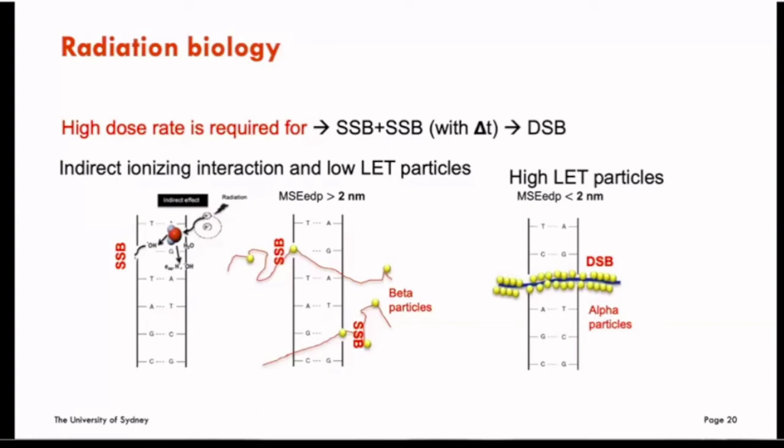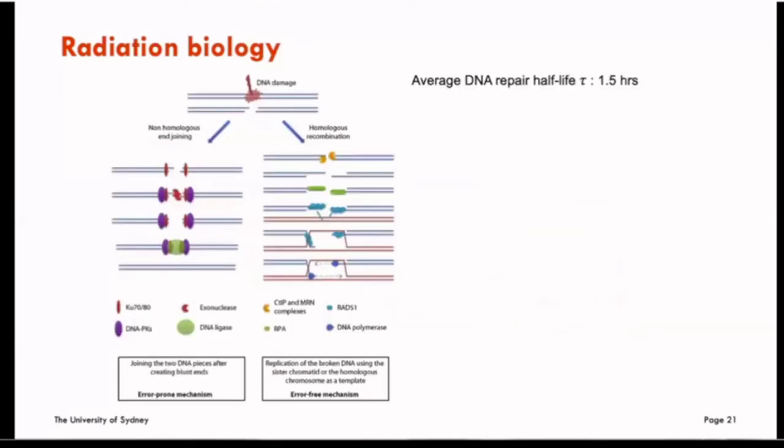However, as you can see for alpha or high LET particles, due to the mean separation of energy deposition events being shorter than 2 nanometers, which is now comparable to the DNA helix diameter, if they traverse the DNA molecule, they can most probably cause an irreparable double-strand DNA break.